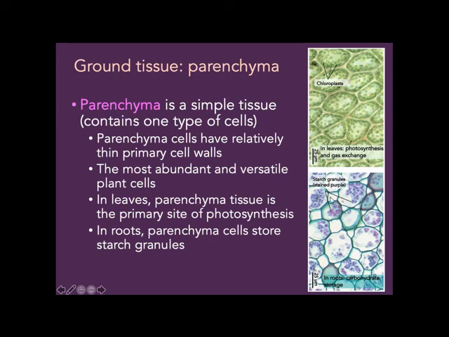You can see these are parenchyma cells because they have really thin outlines on them. These are parenchyma cells that are photosynthetic, because you can see they have chloroplasts in them, and they also have a very thin cell wall on the outside.